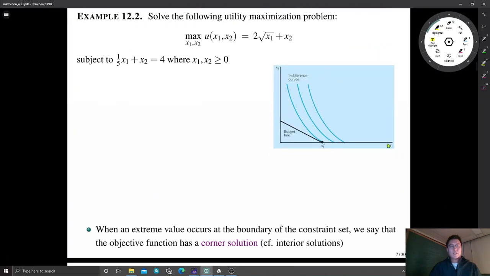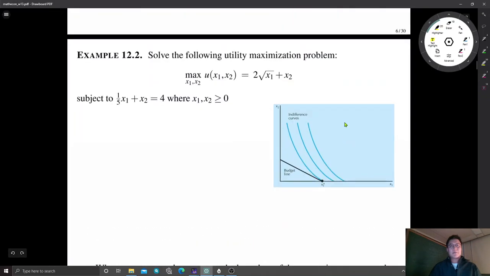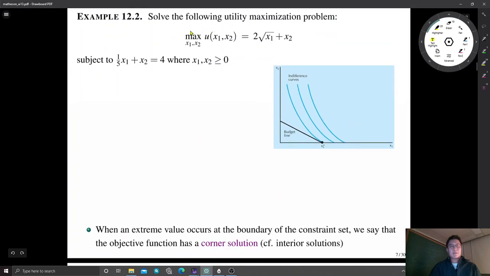Okay, so let me show you two more examples. The second example is a little bit more challenging than the previous one. So now I translate the problem into a utility maximization problem. Now the objective function is a utility function. Considering x1 as the demand for good 1 and x2 the demand for good 2, this function U stands for one consumer's level of satisfaction, in other words, the utility.